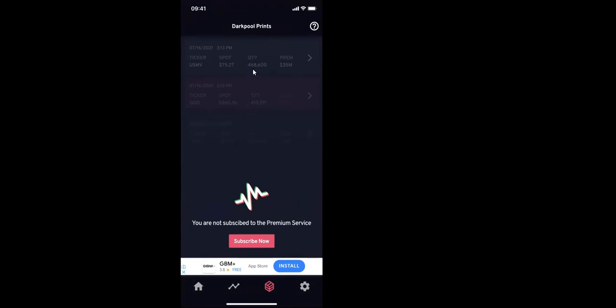Like if somebody just came into the market and bought this particular ticker and they bought 468 shares or 468,000 shares, it would affect the market drastically, right?